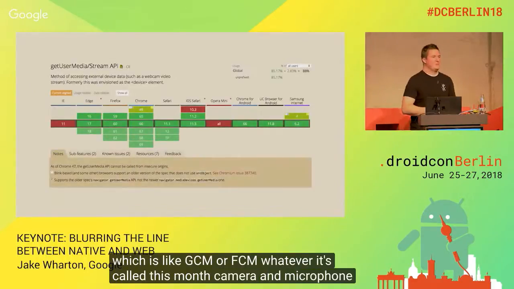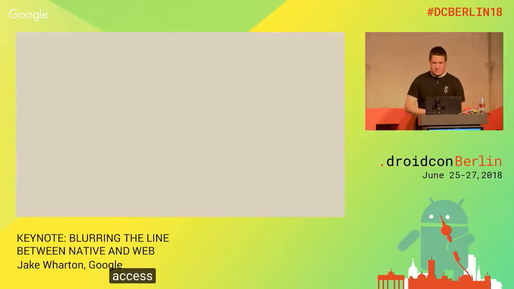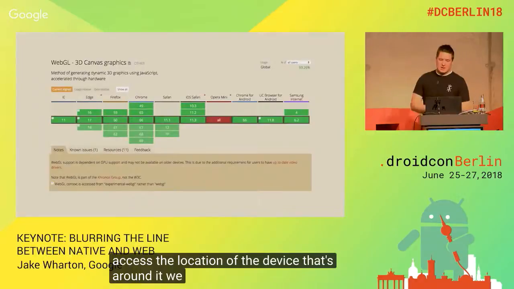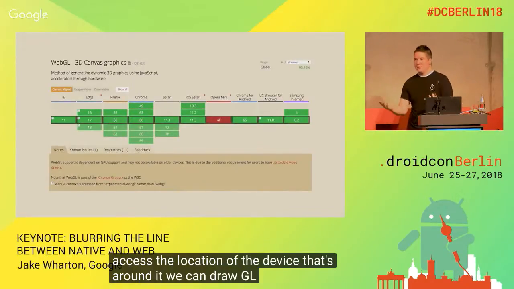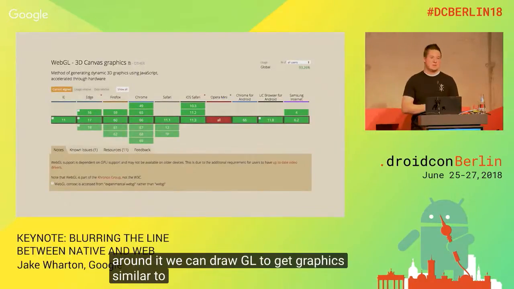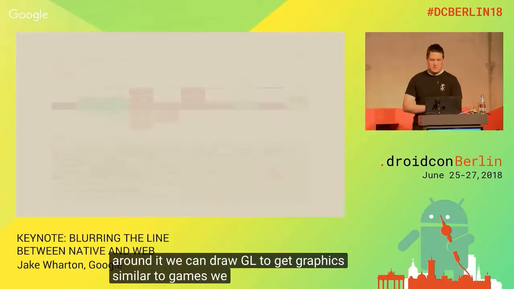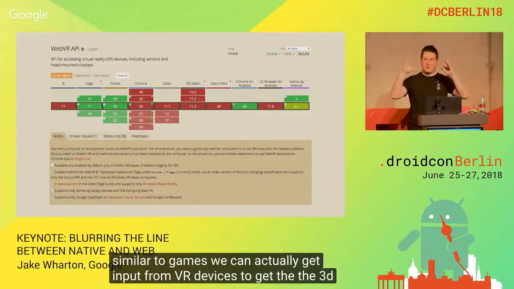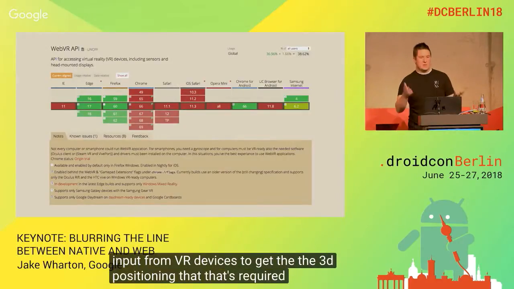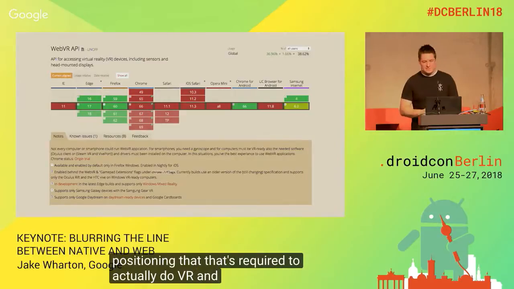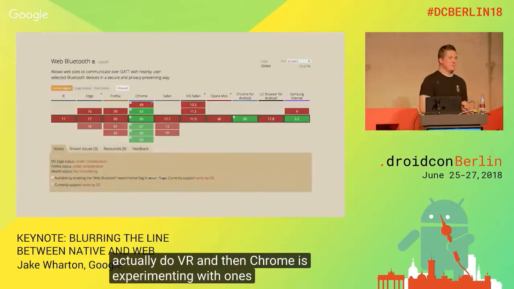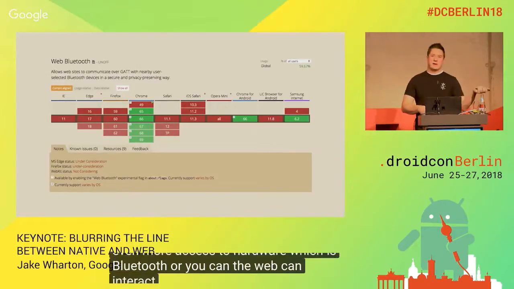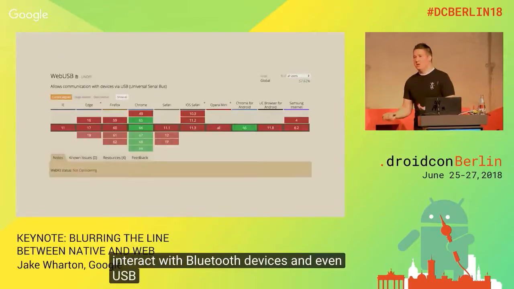Camera and microphone. Access to the location of the device. We can draw with GL to get graphics similar to games. You can actually get input from VR devices to get the 3D positioning that's required to do VR. And then Chrome is experimenting with ones that provide even more access to hardware, which is Bluetooth, where the web can interact with Bluetooth devices, and even USB.